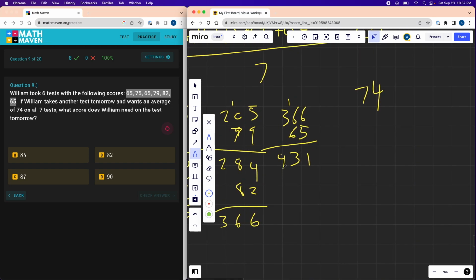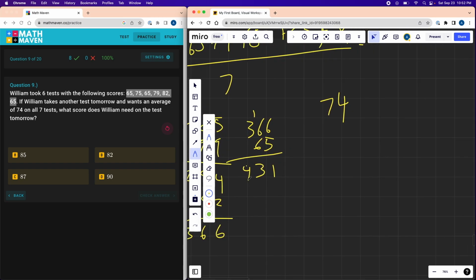So what does our problem look like now? Our problem now looks like 431, which is the sum of the 6 tests that William already took, plus some unknown test called X that he will take tomorrow. All of that divided by the total amount of tests, the 6 tests that we already know plus the 7th that we don't know, so that's 7 total tests, so divided by 7. That's going to equal the average that William wants on these 7 tests, which is 74.